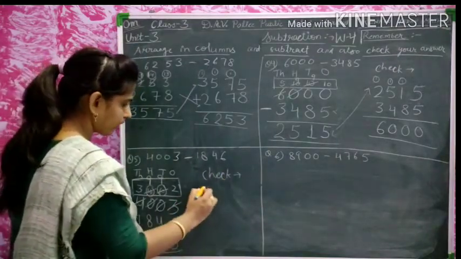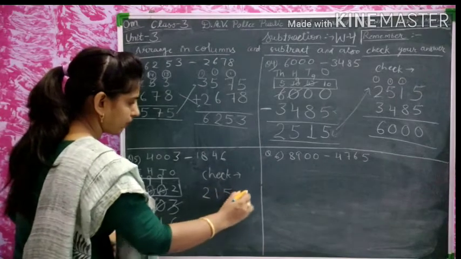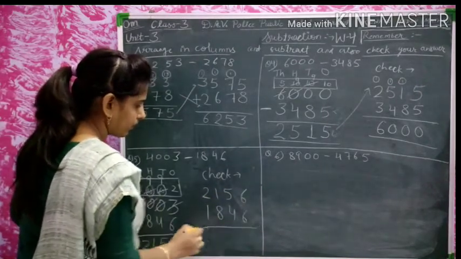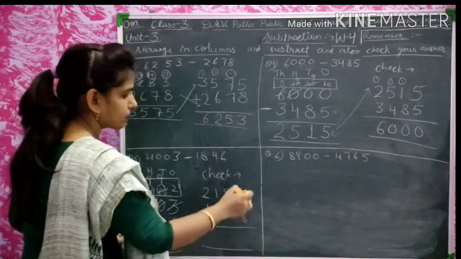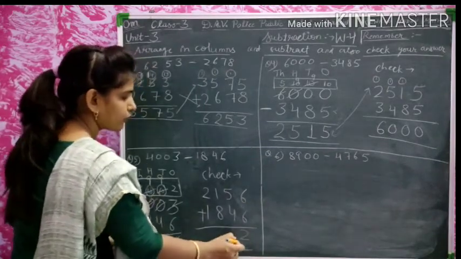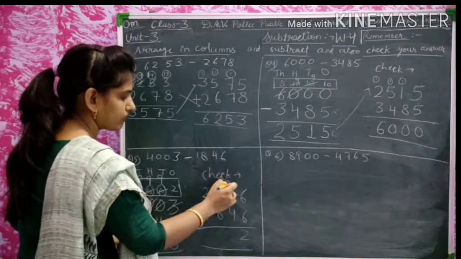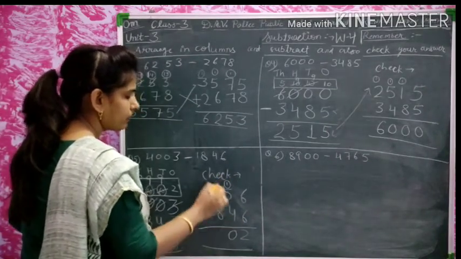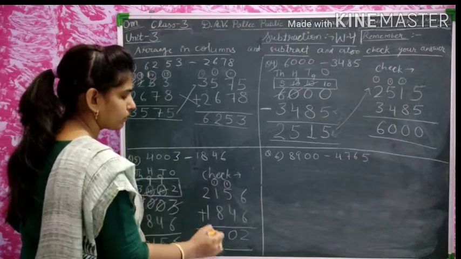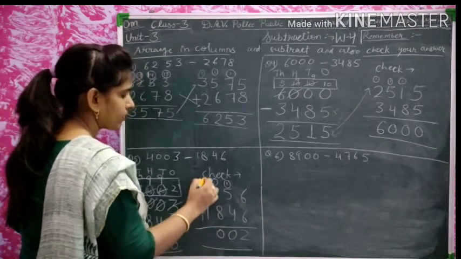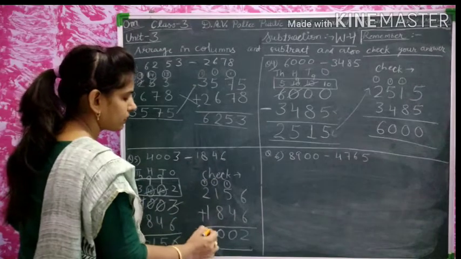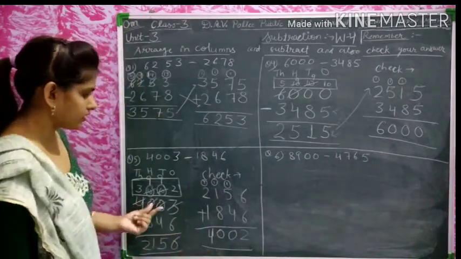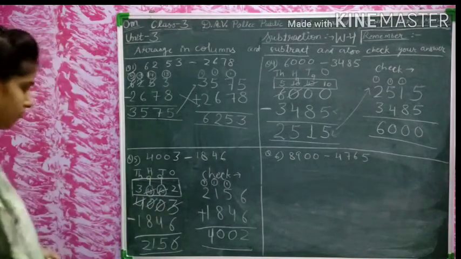There is 2156, and there is 1846. We will add these two numbers. 6 plus 6, 12, 2, 1 carrying to the tens place. 1 plus 5, 6, plus 4, 10, 1 carrying there. 1 plus 1, 2, 2 plus 8, 10, 1 carrying there. 1 plus 2, 3, 3 plus 1, 4. This is 4002, and this is 4003. It means something is wrong there.